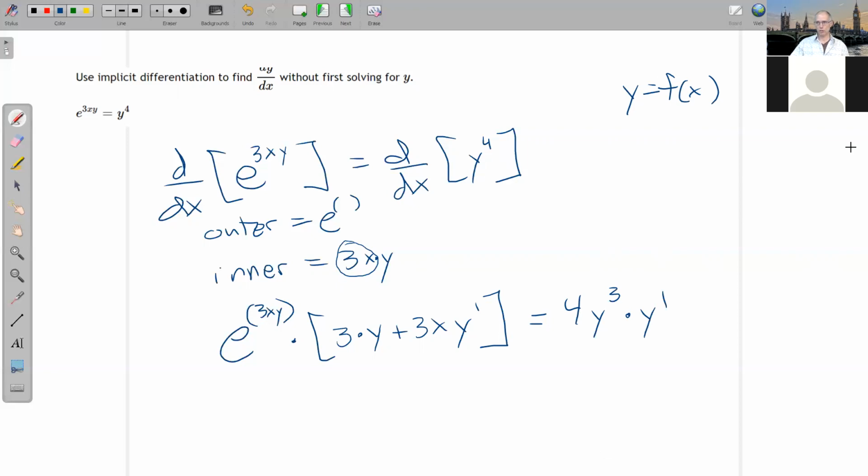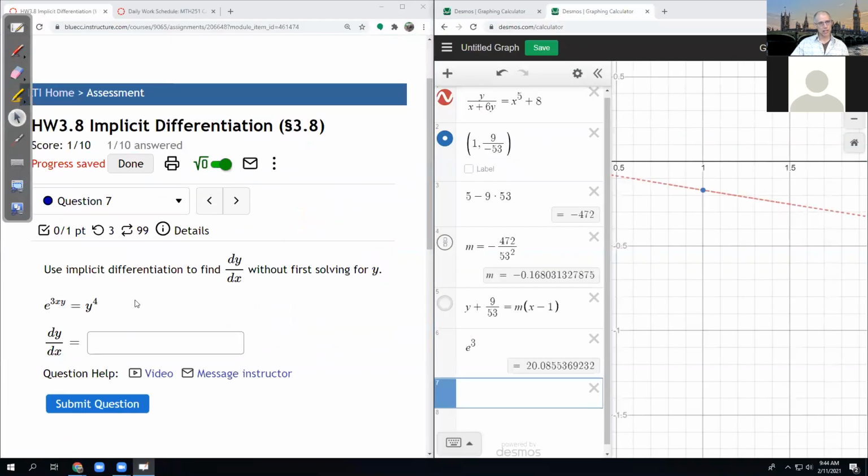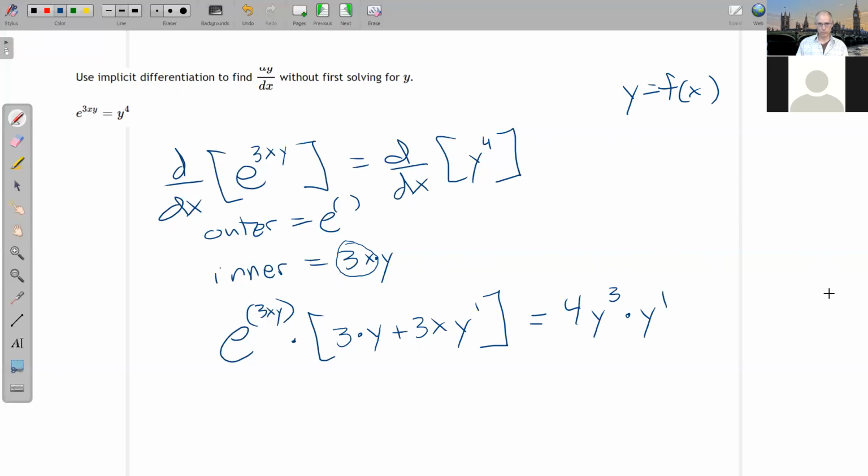All right, so then what was the rest of the question? I forgot. Find dy/dx, which is y prime. So now I have to actually solve in general for this one. To solve for y prime, what do I want to do? I think I am going to divide this to the other side. So that's going to give me 3y plus 3xy prime equals 4y cubed times y prime over e to the 3xy. And then I'm going to subtract this over, and I'm running out of room.